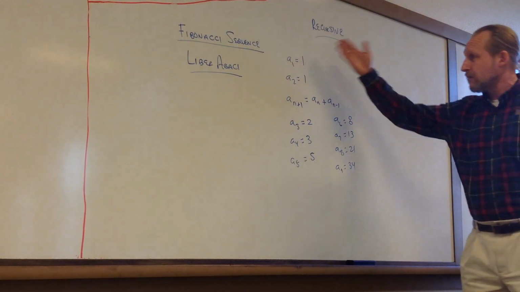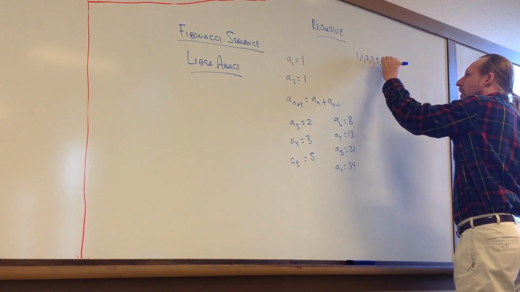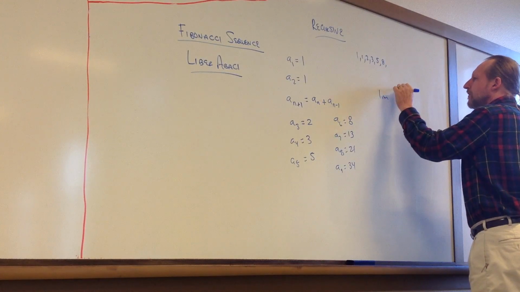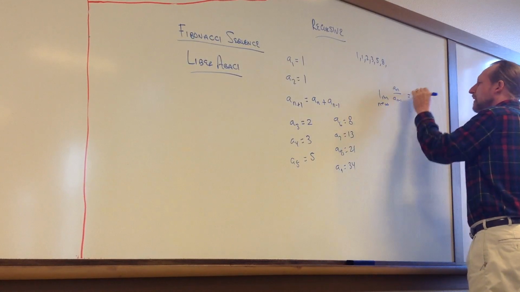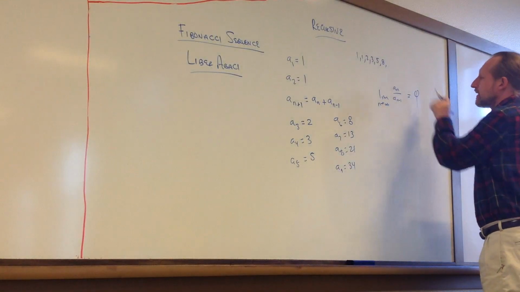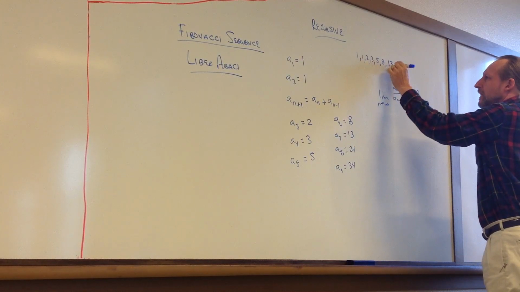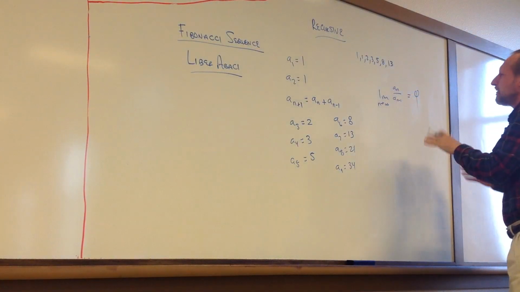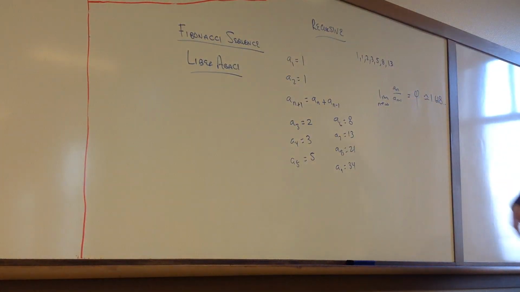What's interesting about the Fibonacci sequence, once we write it out like this, is that if you take the ratio, the limit of A sub n over A sub n minus 1 as n goes to infinity is actually the golden ratio, which mathematicians use the Greek letter phi to represent. So here's 1.6 right here, and then if we do 13 divided by 8, that's going to be 1.625, and so it's approaching this 1.618 value.